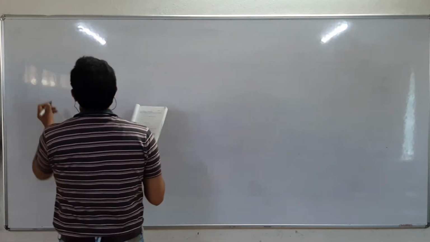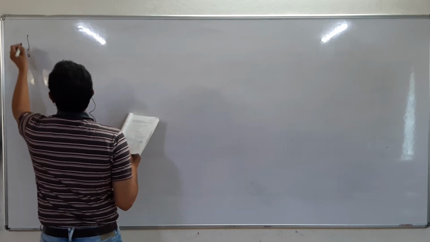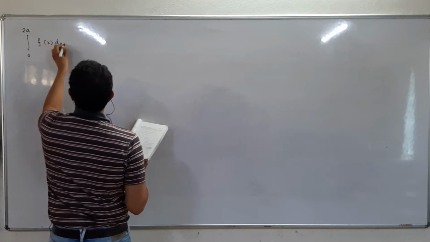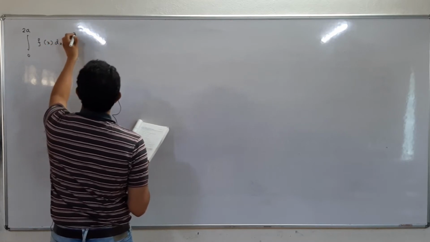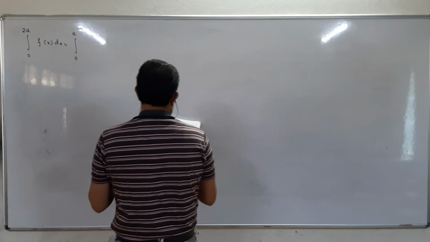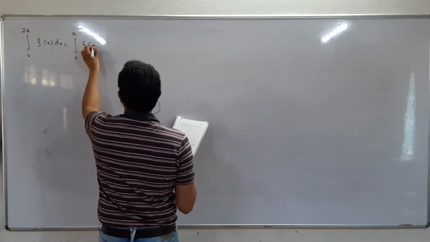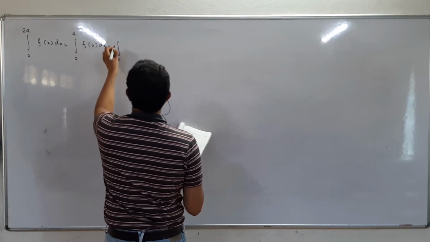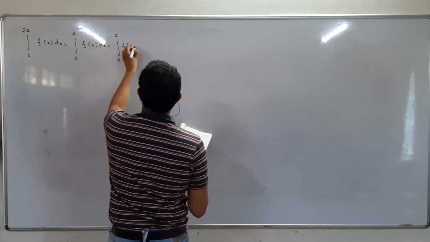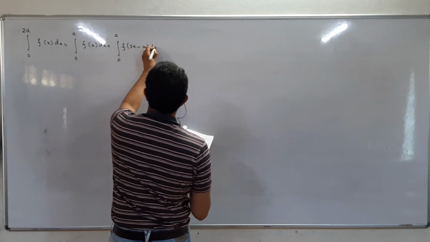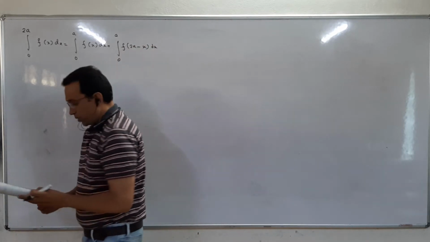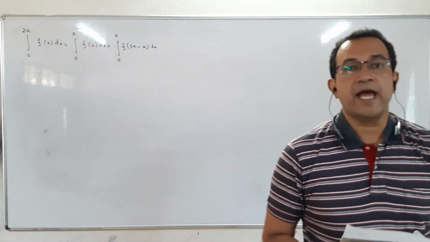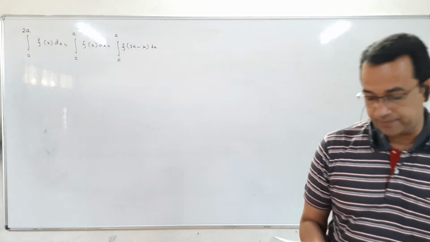Integration 0 to 2a f(x) dx is equal to integration 0 to a f(x) dx plus integration 0 to a f of 2a minus x dx. This is the property which students will be rarely using in the sums.